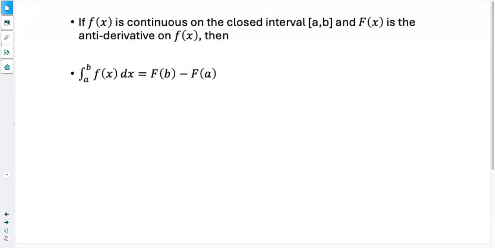Hi, today we are going to be looking at part one of the fundamental theorem of calculus. So if our function f of x is continuous on a closed interval from a to b and capital F of x is the antiderivative of f of x, then we can say the integral from a to b of f of x is equal to capital F at b minus capital F at a. So we're going to look at a proof of this.